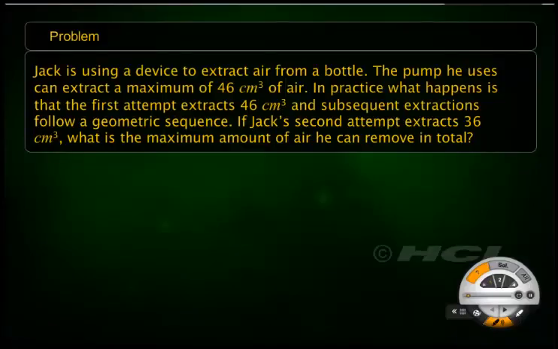Jack is using a device to extract air from a bottle. The pump he uses can extract a maximum of 46 centimeters cubed of air. In practice, what happens is that the first attempt extracts 46 centimeters cubed and subsequent extractions follow a geometric sequence. Jack's second attempt extracts 36 centimeters cubed. What is the maximum amount of air he can remove in total?